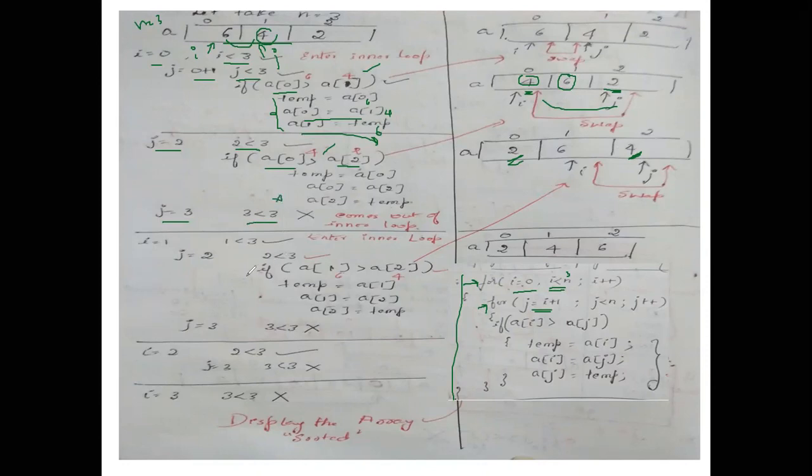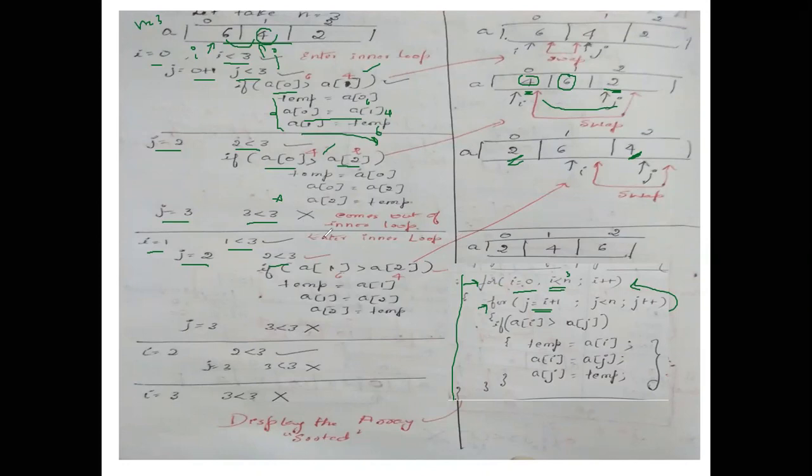So you will come out of the j loop and you will go to the outer loop. Okay. Again, i will become 1. 1 is less than 3. j is equal to 2. 2 is less than 3. A of 1 is greater than A of 2. So 6 will be compared with 4.